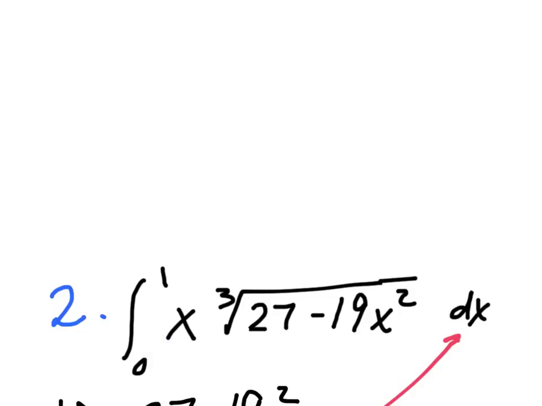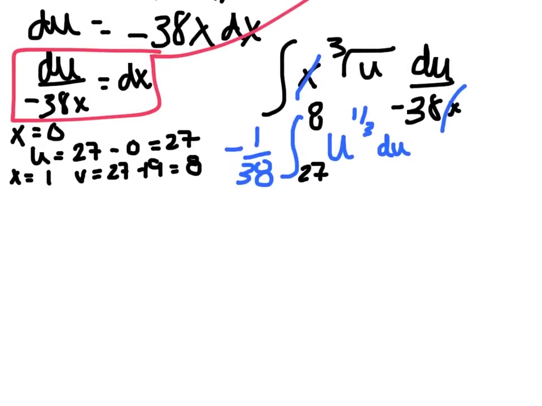So I said if x is 0, plug it in to get my u. 27 minus 0 is 27. That was my lower bound. If my upper bound was 1, substitute that in and I got 8. Now we've got one big problem. Is your gut telling you something's wrong with that integral? Hopefully. The bounds are in the wrong order.